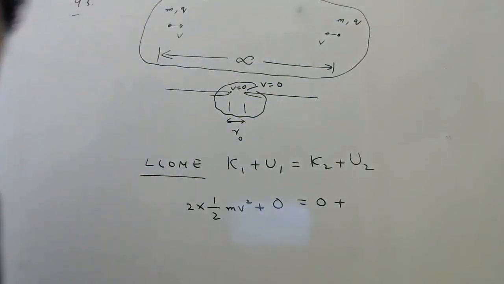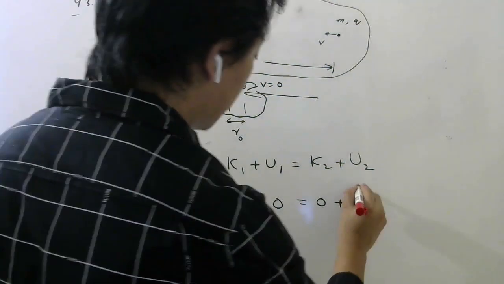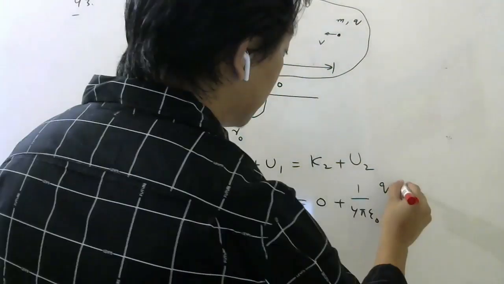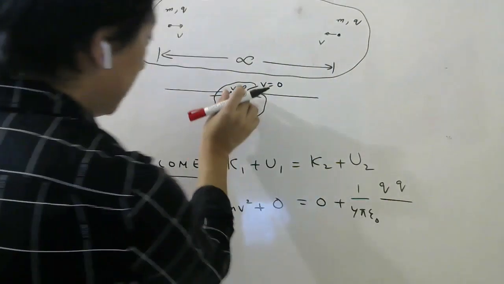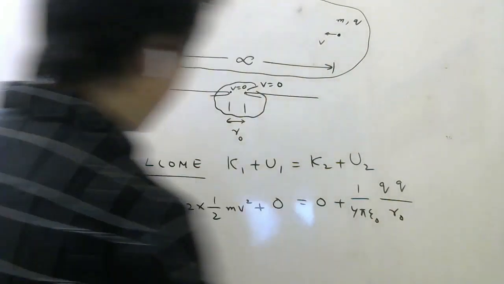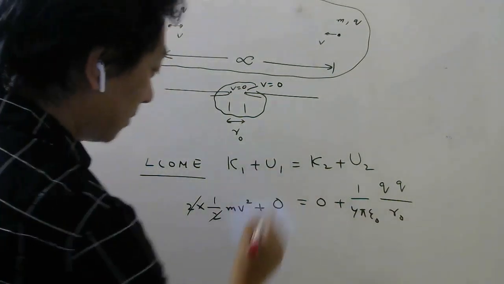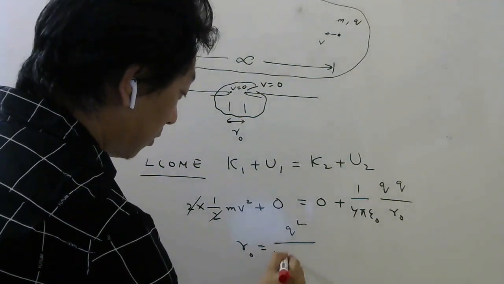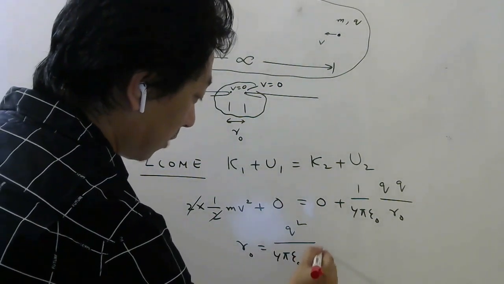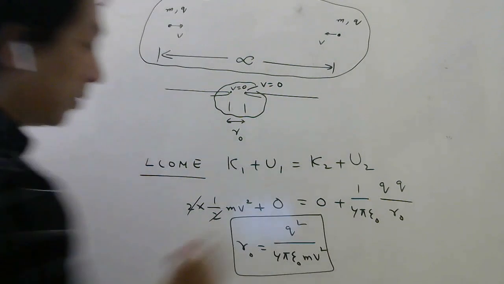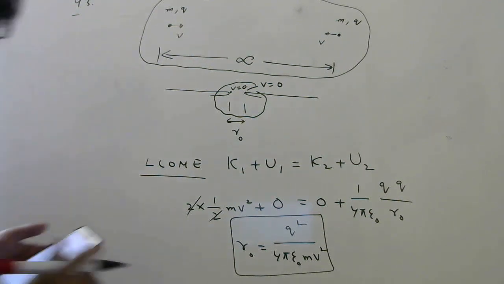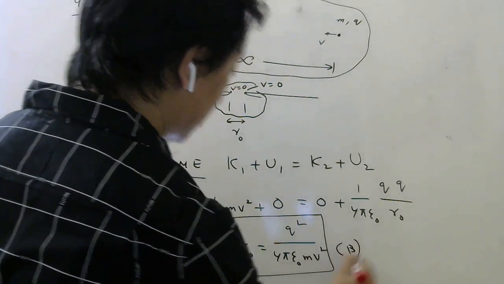Potential energy will be how much? At this distance, potential energy is 1 by 4 pi epsilon naught, charge of the first particle, charge of the second particle, divided by the distance between them, r naught. So these two and these two will cancel. If you cross multiply, r naught will be q square by 4 pi epsilon naught mv square. So this will be the distance of closest approach. Which option does it match with? Option B. Okay. So quite a simple question.